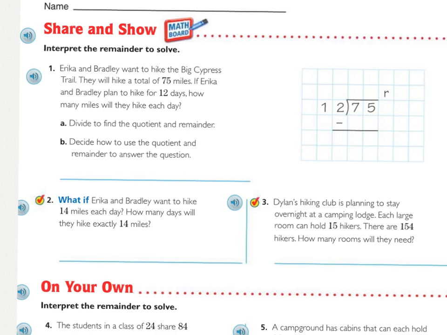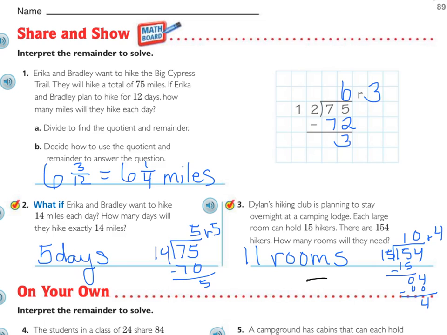You should now complete the share and show problems. Press pause while you complete them. Keep your prism on yellow. If you have gotten all answers correct, you may turn your prism to green and work on the On Your Own section. If you did not, keep watching. Keep your prism on yellow.